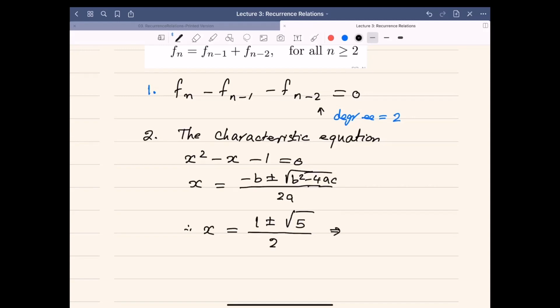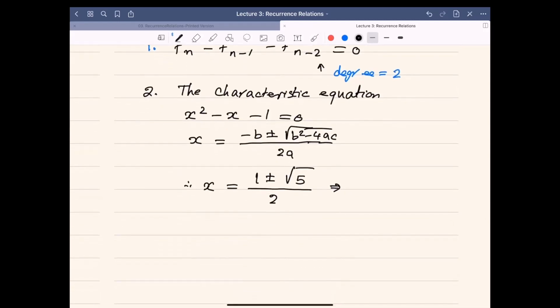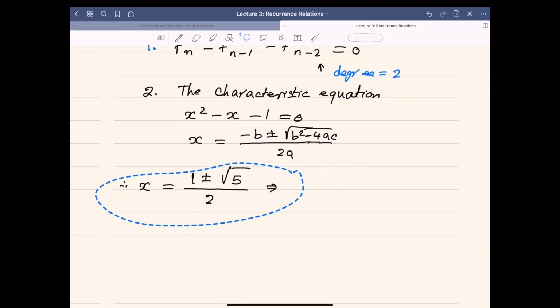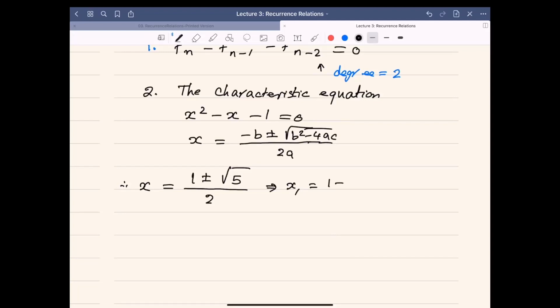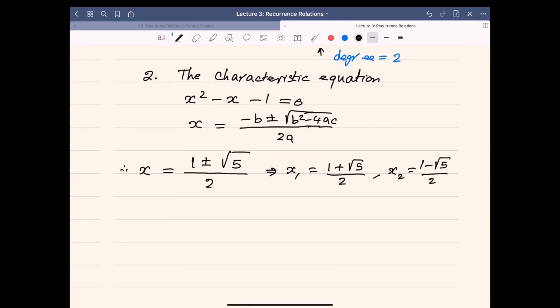So therefore, we have two x's here. We have x1 is equal to 1 plus the square root of 5 over 2, and we have x2 is equal to 1 minus the square root of 5 over 2. And as you notice, the roots are not integers, they are irrational numbers.